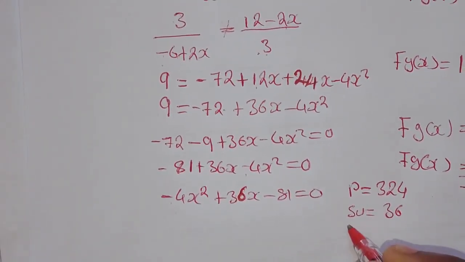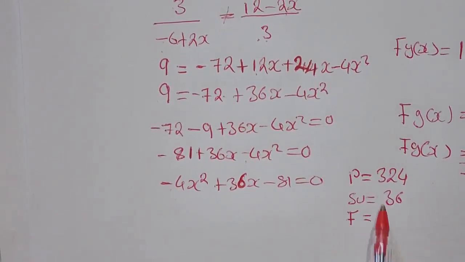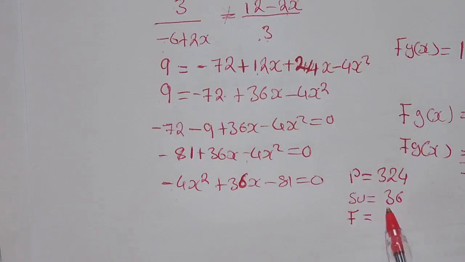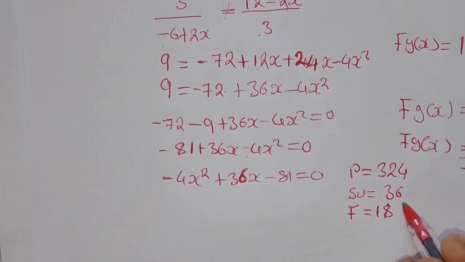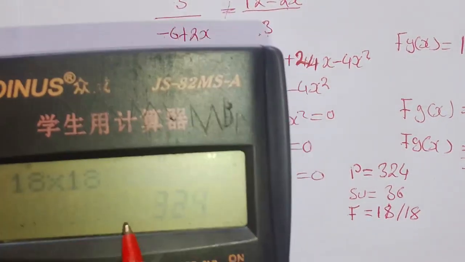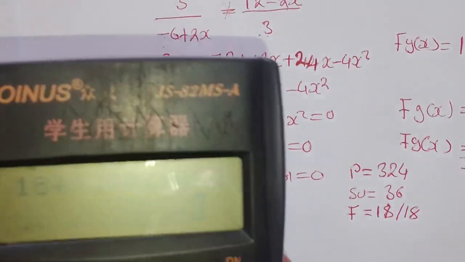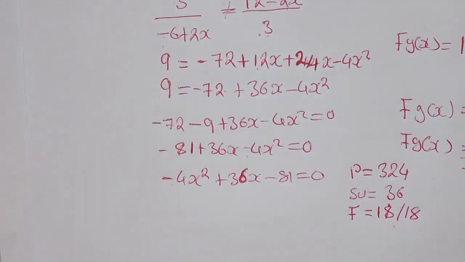Then we find our factors. The factors mean two numbers that, when we multiply, give us this, and when you add, give us this. So what are those two numbers? When you think, you're going to find out that it's 18 and 18. Okay, let's prove it. 18 multiplied by 18 will give us 324. You see? Then we also do 18 plus 18, it will give us 36. So this qualifies. Okay, so this is our factor.